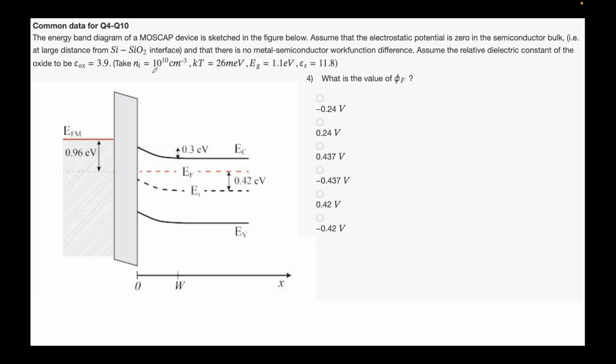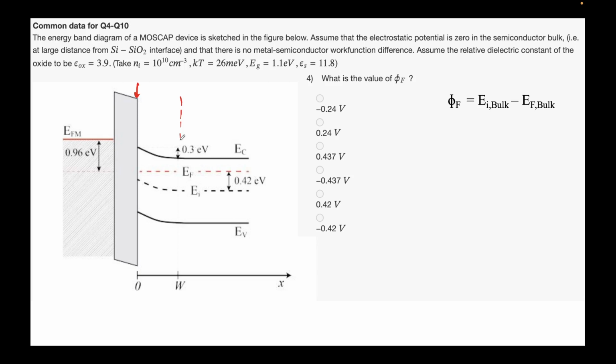So what is the value of phi f? That's the first question. If you recall, we had defined phi f as Ei bulk minus Ef bulk. Bulk is defined at a large distance from the Si-SiO2 interface. So let me define the bulk as this region to the right of the dashed line. In the bulk, I identify Ei, which is this level, and Ef bulk, which is this level, the red line, and take the difference between the two.